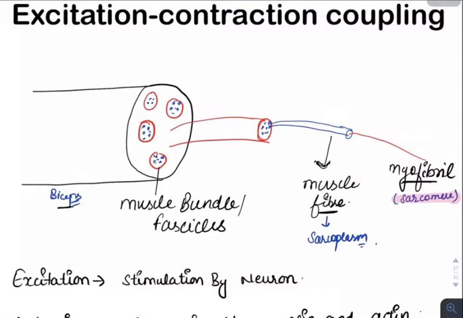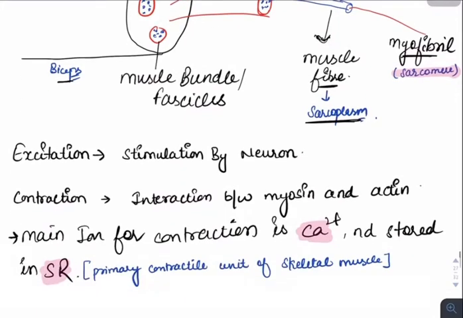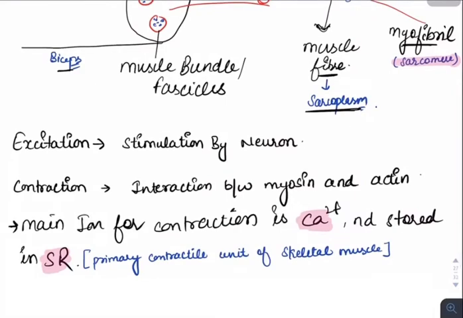Muscle fibers are covered by a layer called the sarcolemma. Now we will see what excitation and contraction are, and how they occur in muscles. First, what is excitation? Excitation is stimulation by a neuron. It is an electrical event that excites the neuron. And what is contraction? Contraction is the interaction between myosin and actin, mediated by calcium, that contracts the muscle.